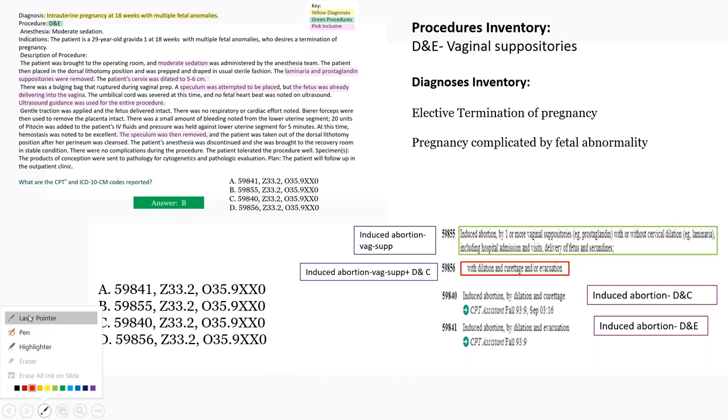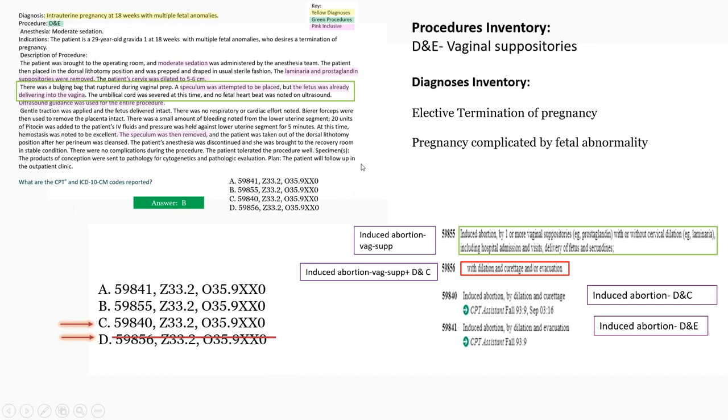That's why I explained what a dilation and evacuation and a dilation and curettage procedure is in the beginning. They didn't do any evacuation because the products of conception, the fetus, were already delivered with the help of the suppositories. They didn't have to do much work other than removing those contents. They didn't have to do any evacuation or any curettage. So that's why option D is the wrong one. No dilation and curettage or evacuation was performed.